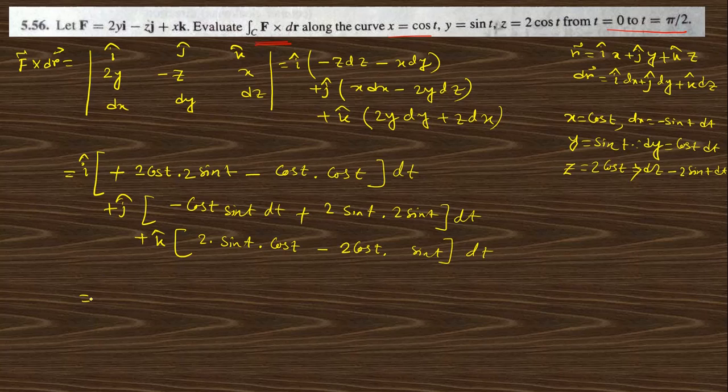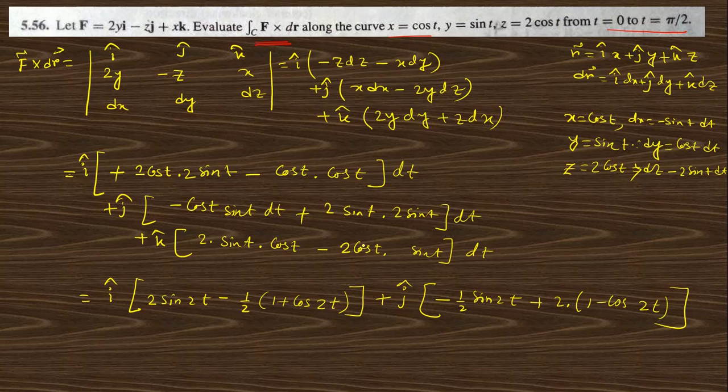So the first one is i cap. This is 2 cos t, so this can be written as 2 sin 2t, minus 1 by cos square. So this can be written as half, 2 cos square is 1 plus cos 2t. Plus j cap. This is nothing but minus sin t cos t, so this is half sin 2t, and this is 2 sin square t, that is 2 sin square is 1 minus cos 2t. Okay, and k cap is 0.